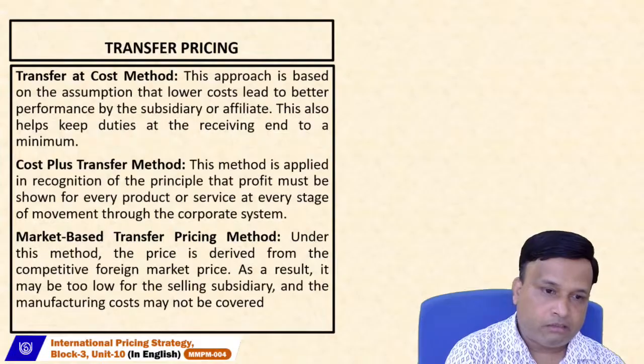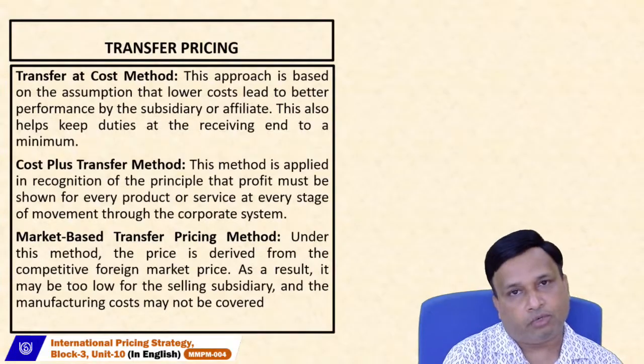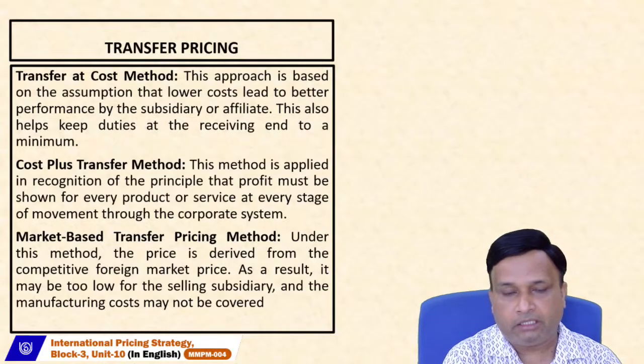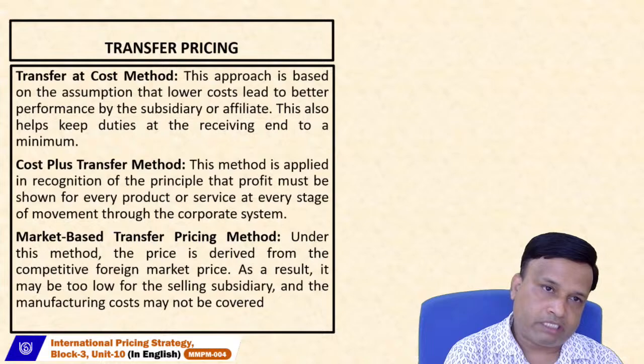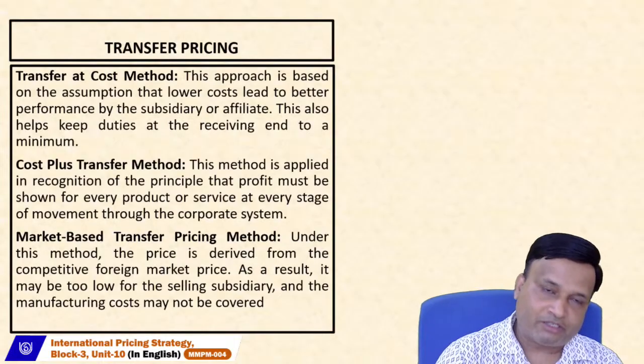Even if you are transferring the product, what happens? The manufacturing cost may not be covered. You are transferring at a price, but the market is different altogether. These are the three kinds of price mechanism we are talking about: the transfer at cost method, the cost plus transfer method, and the market based transfer pricing method. These are the three kinds of pricing methods as far as transfer pricing is concerned.